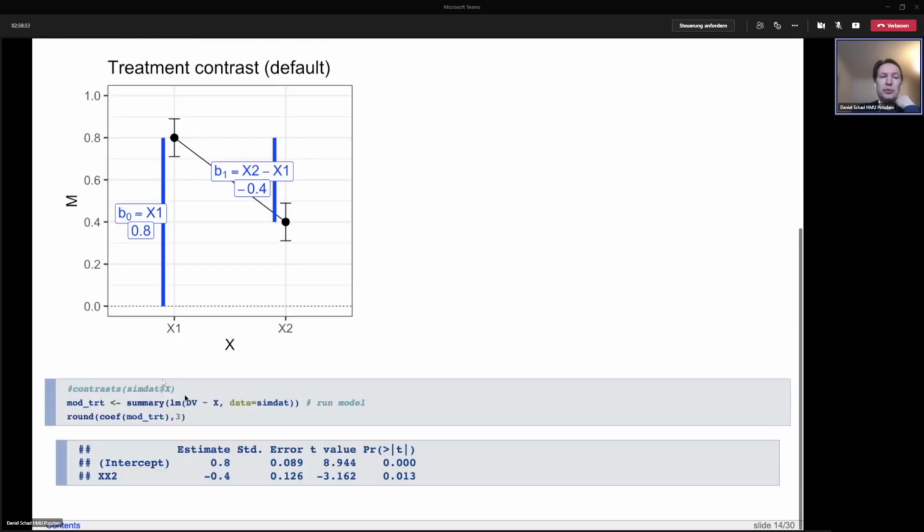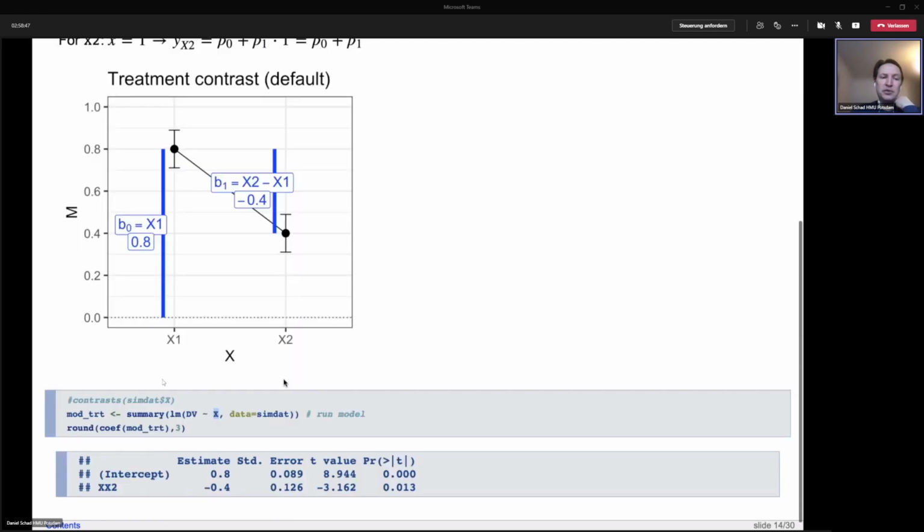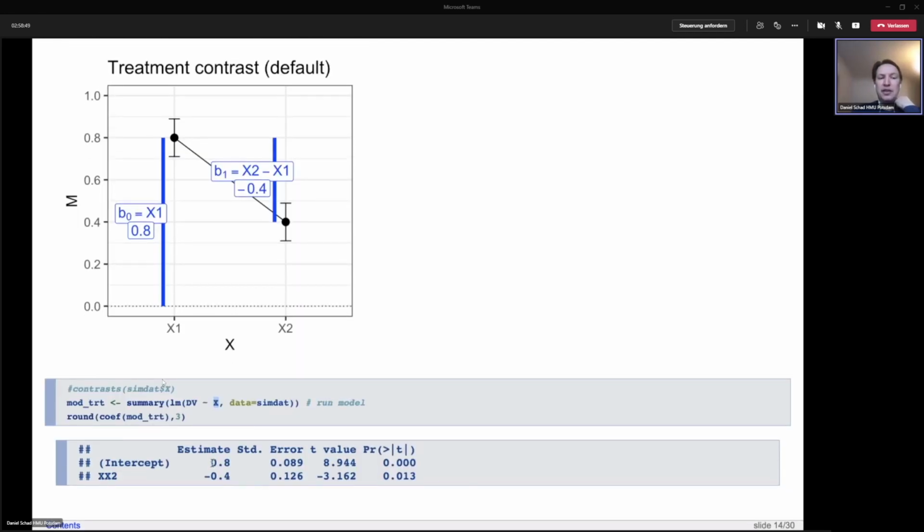And actually, when we run the model and say our dependent variable should be explained by this factor x, R uses this contrast matrix to assign the x values, and then we can see that the estimates come out in the way that I have shown you before.